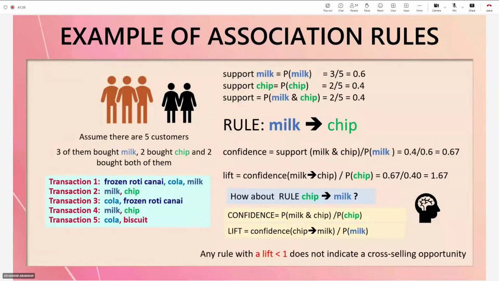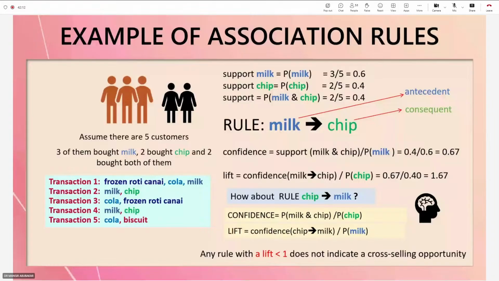So the confidence, as from the formula, is the support of the item set divided by the support of the antecedent. The antecedent here is what? Is milk. So you can see the antecedent of this rule is milk, while the consequent of this rule is what? The cheese. So whatever we have, as I said earlier, on the left-hand side is the antecedent of the rule, while what we have on the right-hand side is the consequent of the rule.